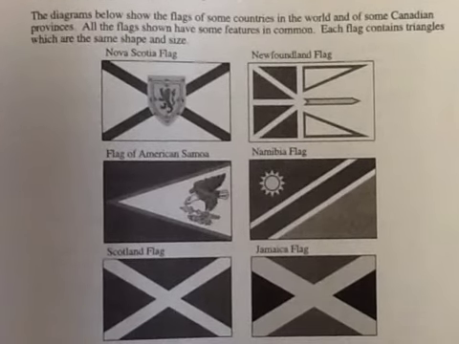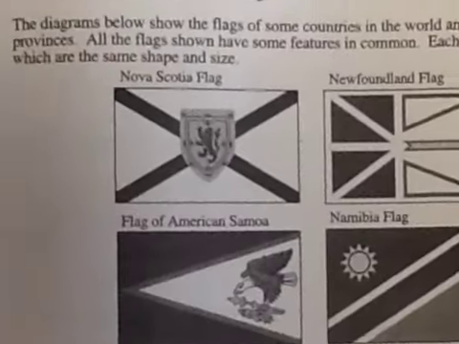The diagrams below show the flags of some countries in the world and some Canadian provinces. All the flags shown have some features in common. Each flag contains triangles which are the same shape and size. 2 triangles which have the same shape and same size are said to be congruent. The flags of American Samoa and Namibia each contain 1 pair of congruent triangles. The flags of Scotland, Jamaica, and Nova Scotia all have 2 pairs of congruent triangles. The flag of Newfoundland has 1 set of congruent triangles and 1 set of 2 congruent triangles.